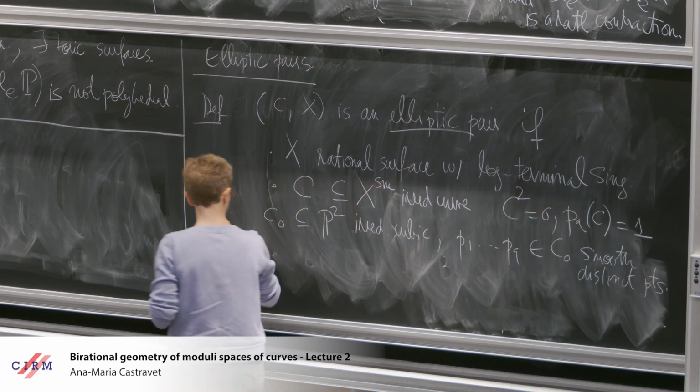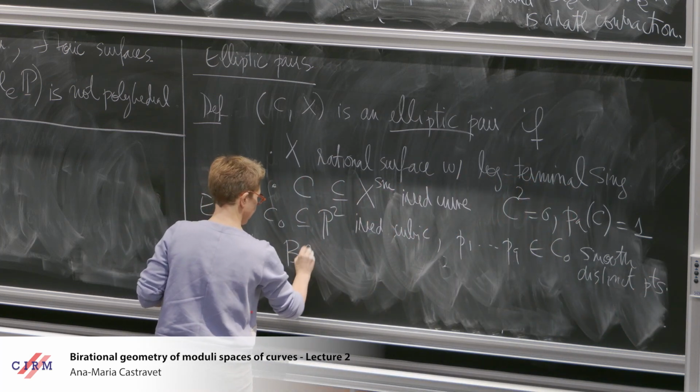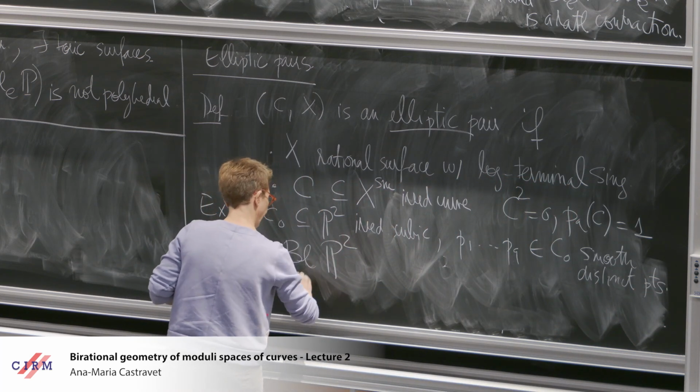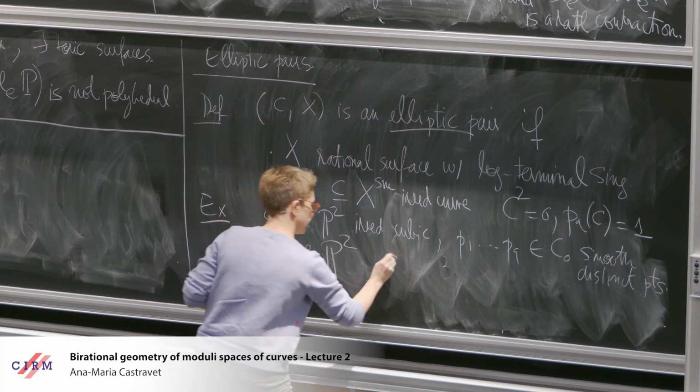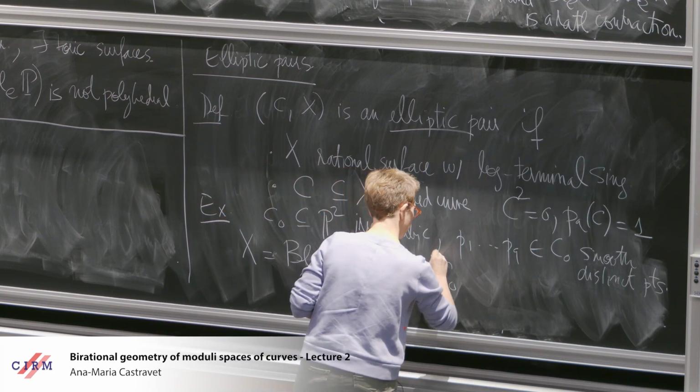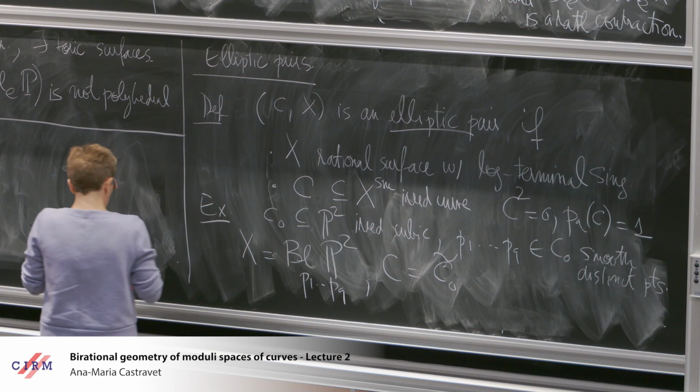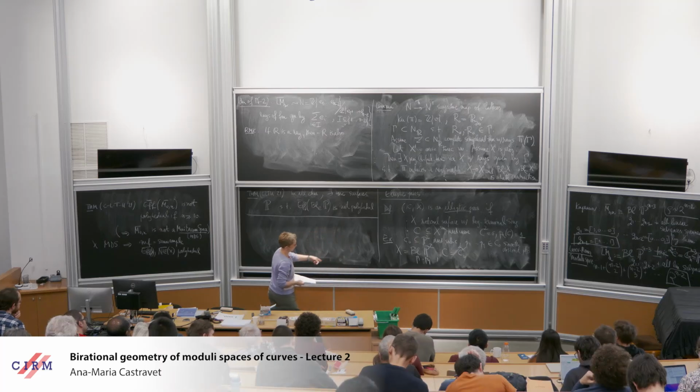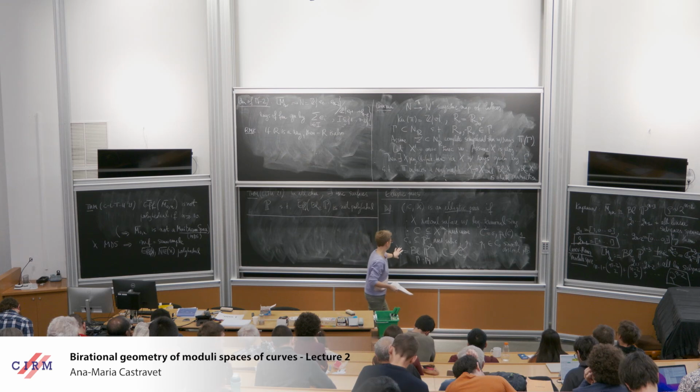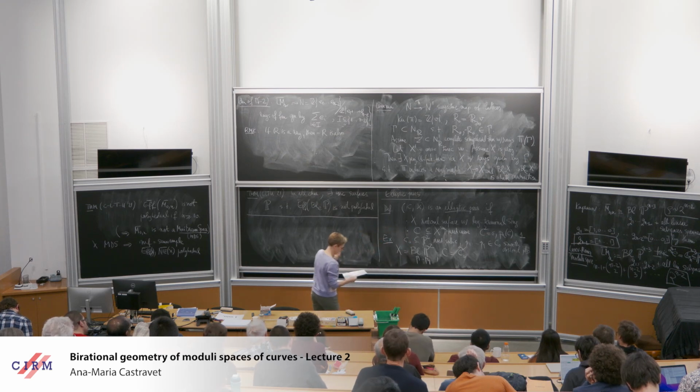And then you take X to be the blow-up of P2 at these points, and C is the proper transform. As you can see already here, you can allow the curve to move in a pencil or not. There is no condition on that.